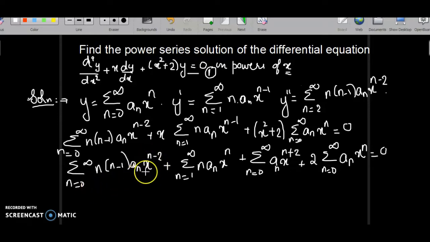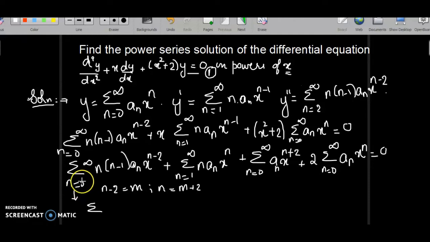Suppose what I need is n − 2 should go to n. Let's put n − 2 equal to m. Here m is our dummy variable. So if n − 2 is m, what will be n? n will be m + 2. Now let's try writing this term. This will be sigma. What happens to the summands?